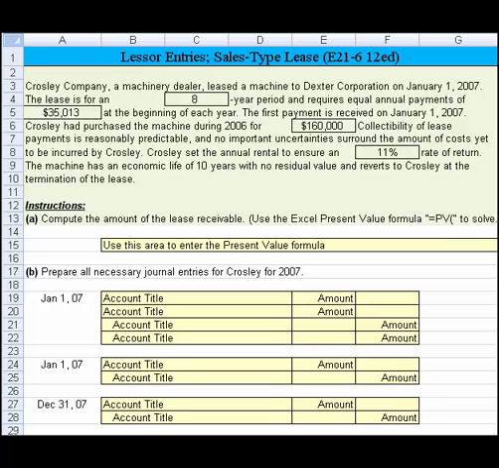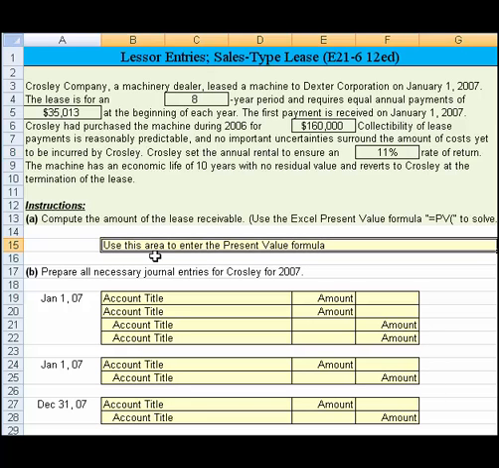to use Excel's present value formula. But you could certainly use a calculator to do it, or you could use present value tables as well. You could even find an online calculator to help you. Alright, well, let's first determine the present value of the lease receivable.